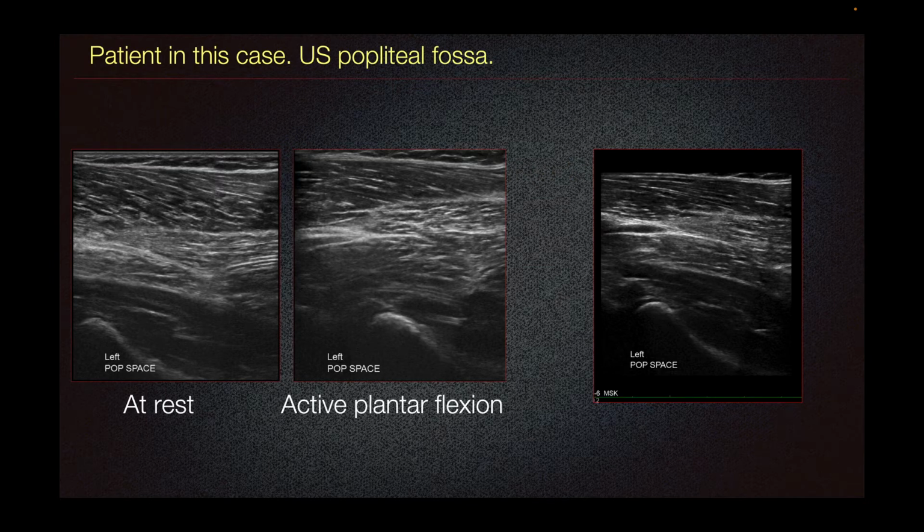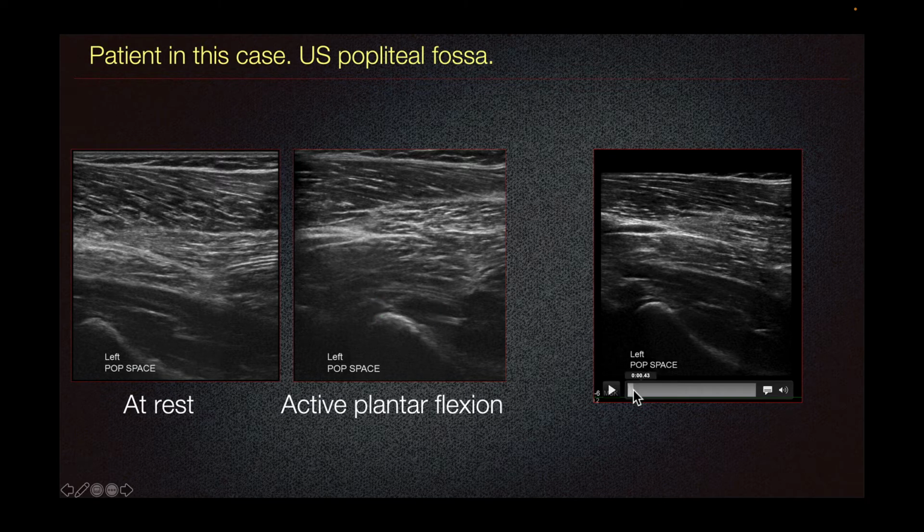The patient in this case initially presented with an ultrasound of the popliteal fossa. Here on our at-rest imaging, we can see a widely patent popliteal artery. At our active plantar flexion and dynamic study, we can see that there is complete collapse of the popliteal artery.